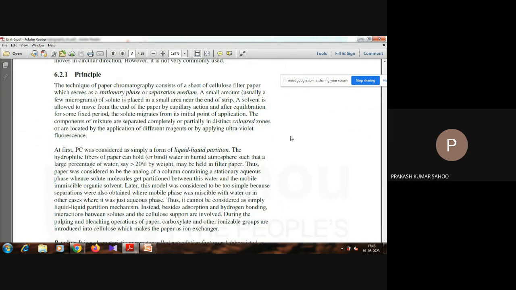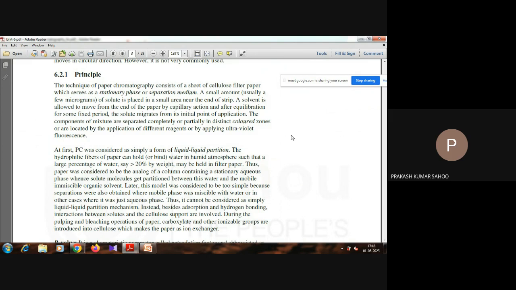So what is the principle? The principle is very easy. The technique of paper chromatography consists of a sheet of cellulose filter paper which serves as the stationary phase or separation medium.